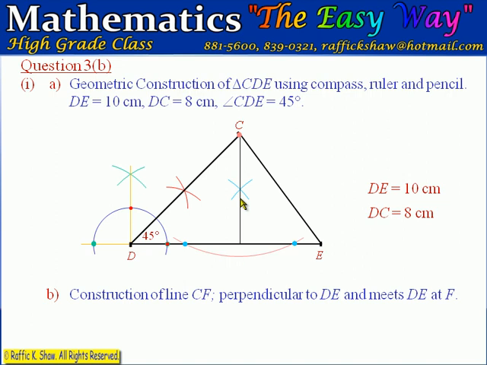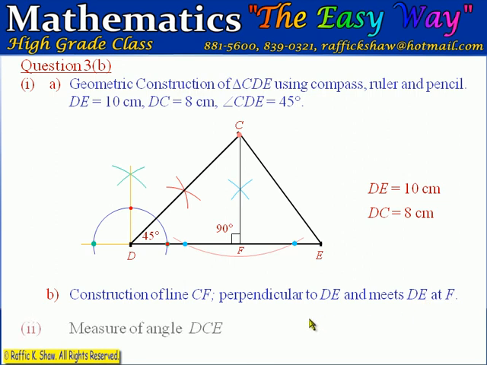And that's it. So this line now is perpendicular to DE, and the angle here, therefore, is 90 degrees. And that's our construction. And this point here now is the point F on DE. So that's a construction of the line CF perpendicular to DE and meeting DE at F.